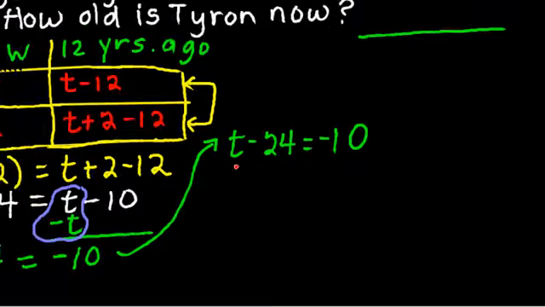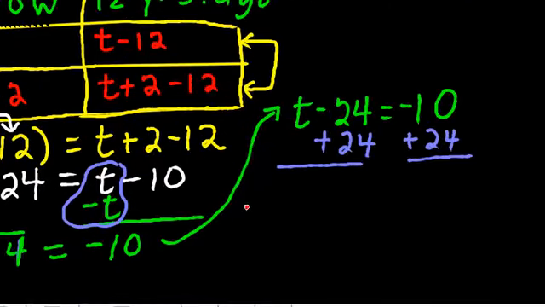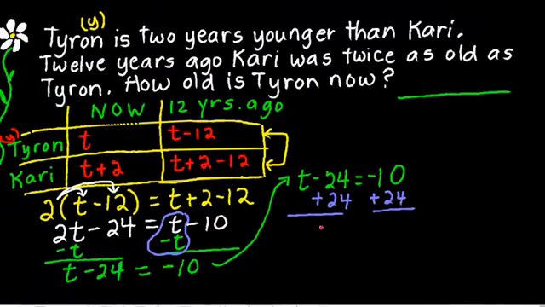Since I want to isolate T, I will add 24 onto both sides. And that will get my T all alone. Really, once you get the problem set up correctly, then you just do a little bit of algebra. So T equals negative 10 plus 24, which is 14.